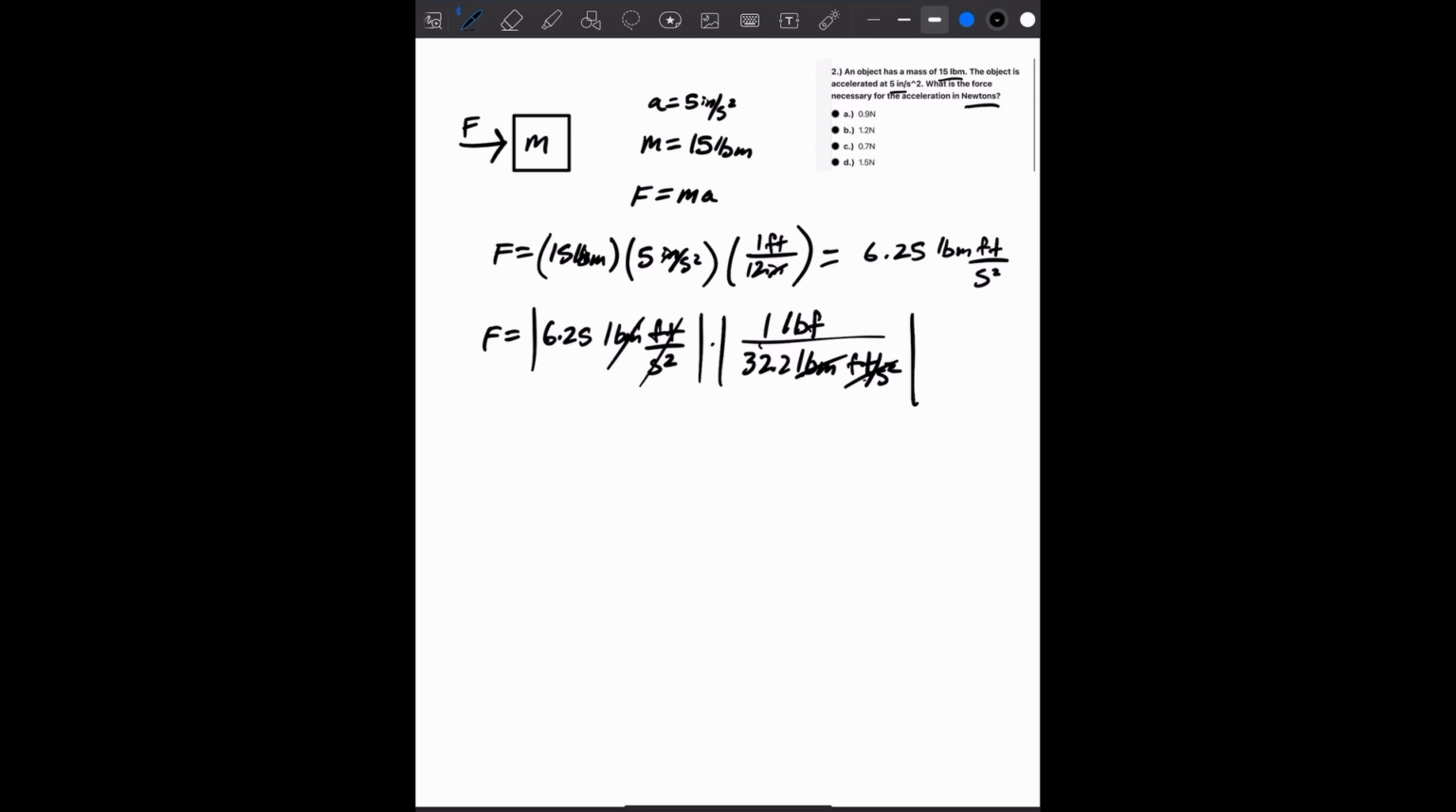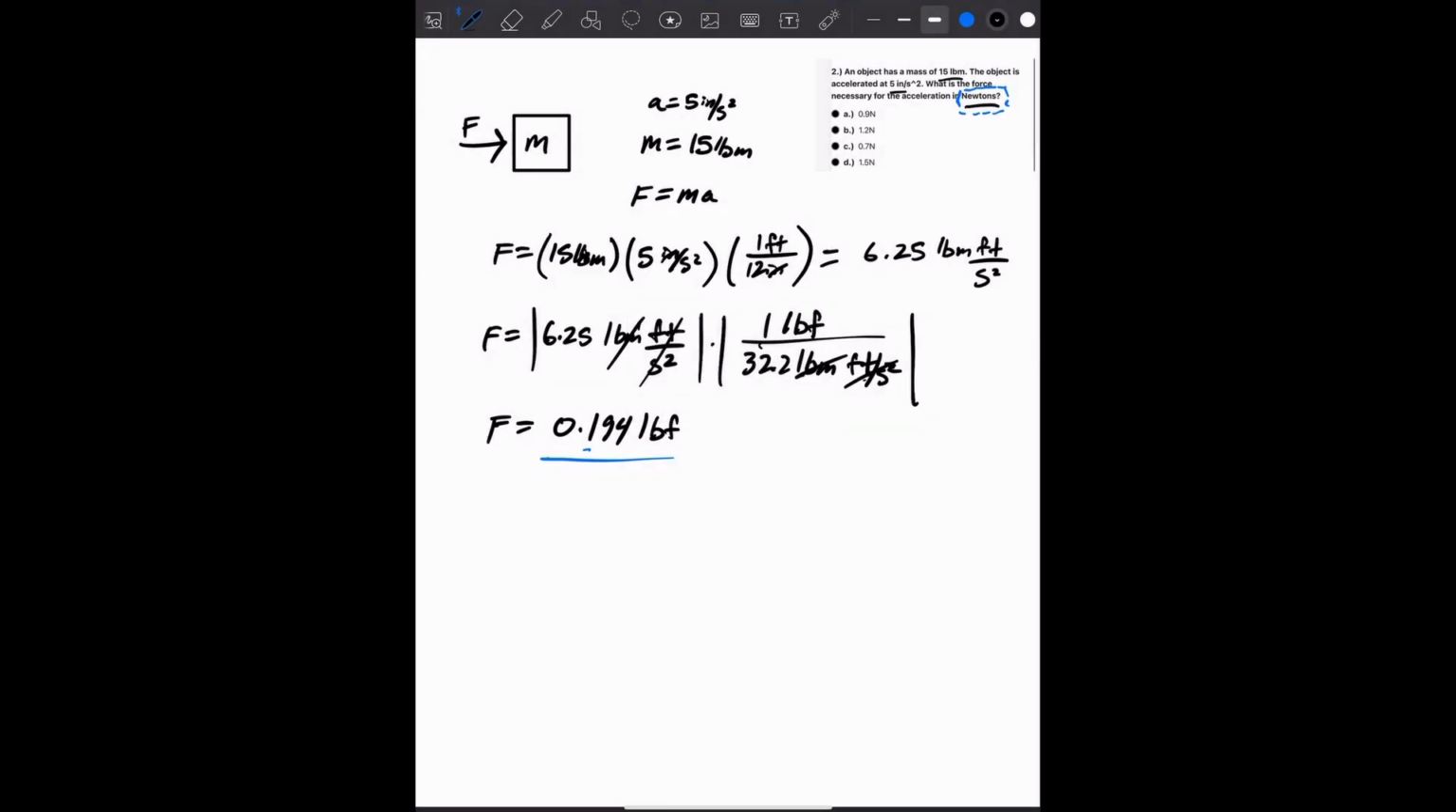So if we look here, we can see that this entirely cancels out. And after we punch this in the calculator, we're going to get 0.194 pound force. Okay, so now we have pound force. That's the force necessary to get this acceleration. But let's look at the problem statement. We're actually looking for newtons. Okay, and this is common in the PE exam to just have a small little hiccup at the end to throw you off.